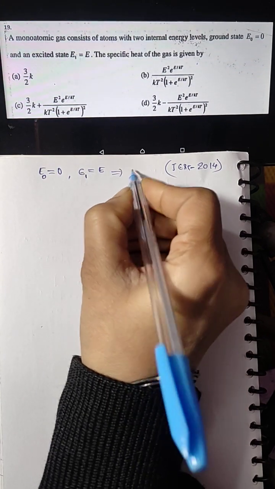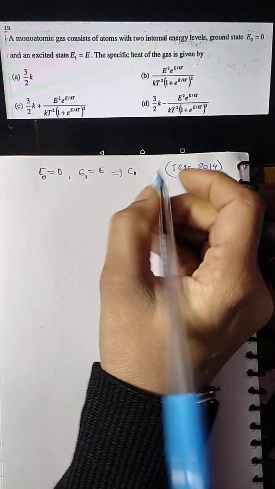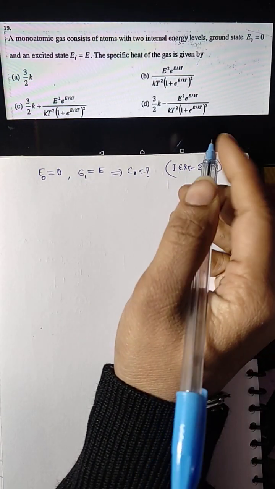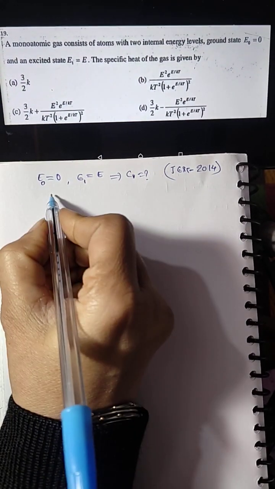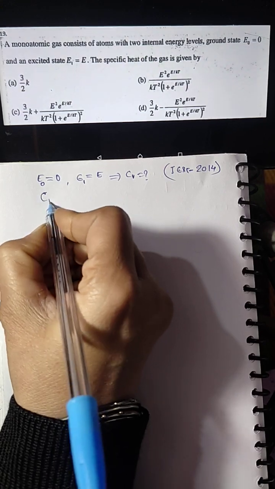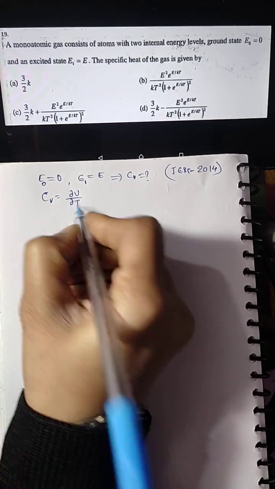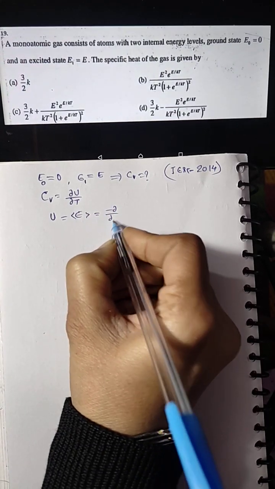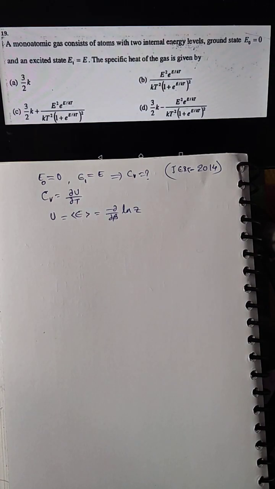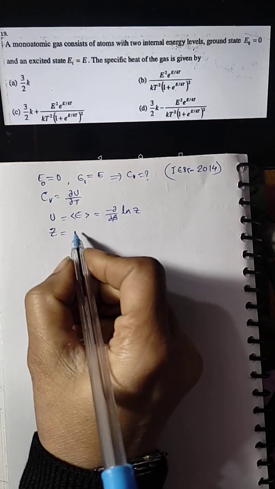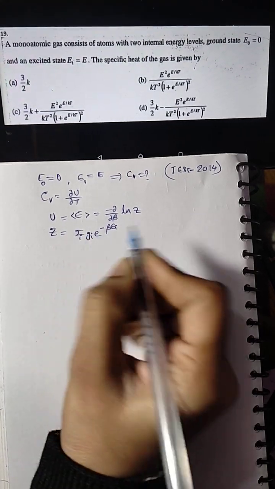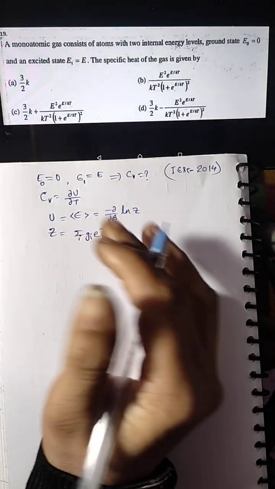Then what we have to calculate? We have to calculate the specific heat. So what formula do we have? Okay, monoatomic gas. The formula for Cv is dou U by dou T, and for U it is minus dou by dou beta ln Z, and Z value is summation Gi e power minus beta Ei. Okay, so these are the formulas required to solve this question.